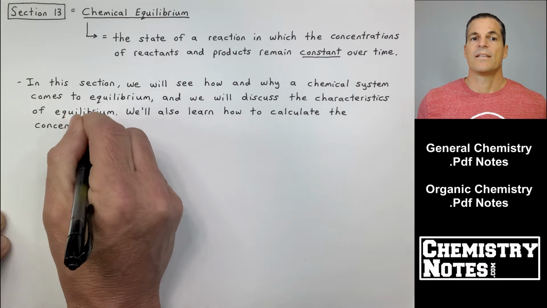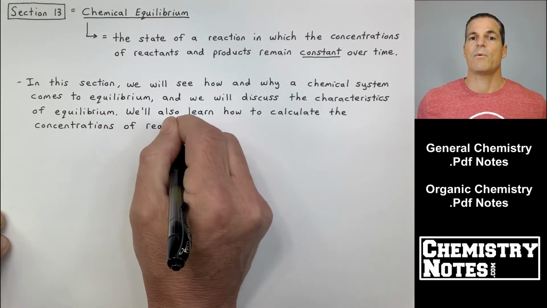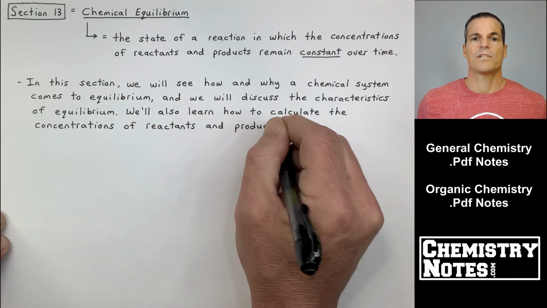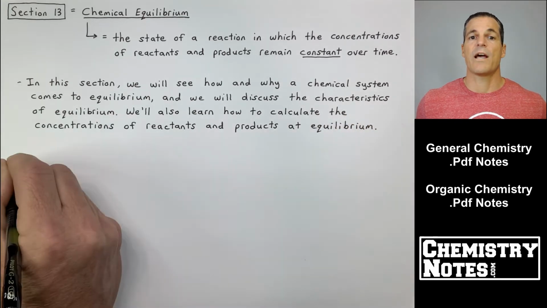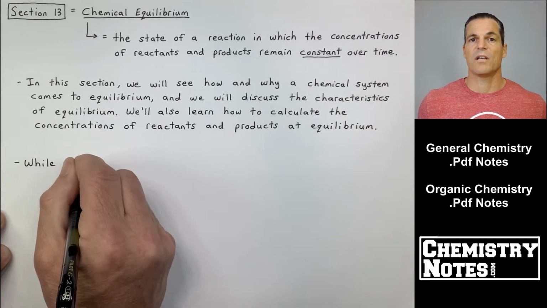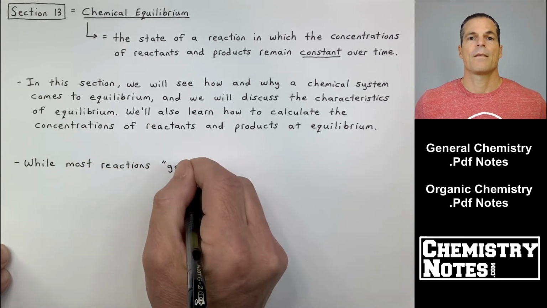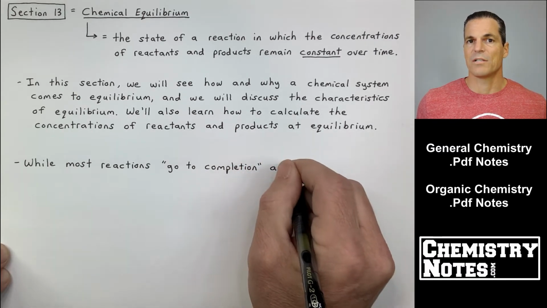First bullet point. In this section, in section 13, we will see how and why a chemical system comes to equilibrium, and we will discuss the characteristics of equilibrium. Now, we're also going to learn how to calculate the concentrations of reactants and products at equilibrium. So, chemical system is essentially just a chemical reaction, okay?